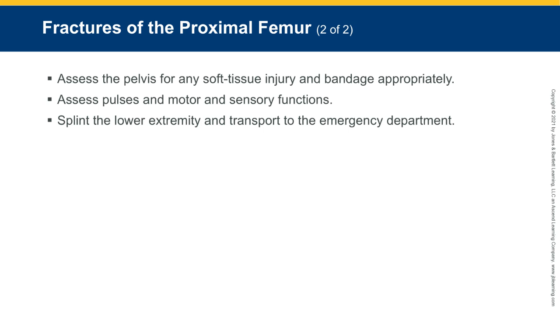When managing a proximal femur fracture, assess for soft tissue injury in the surrounding area and apply appropriate bandaging if necessary. Always check pulses, motor function, and sensory responses to rule out vascular or nerve compromise. Immobilize the limb using a padded splint or traction splint before transport to reduce pain and prevent further injury.